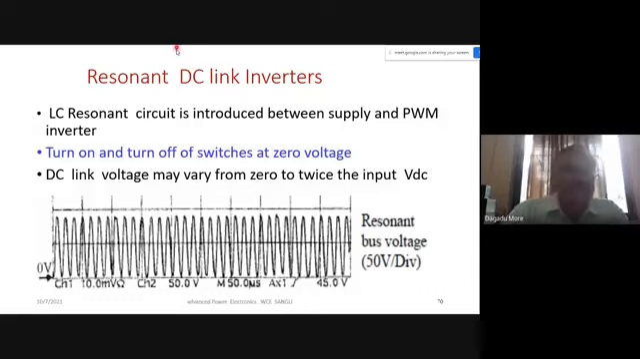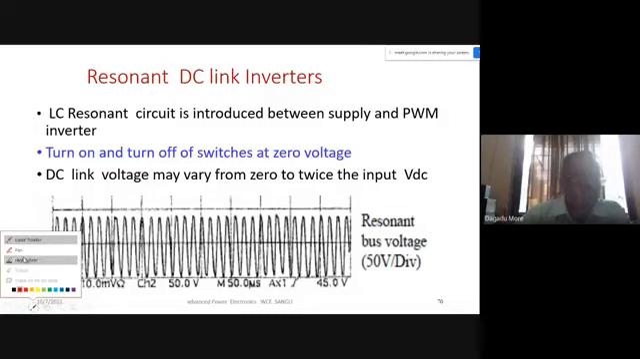Now let us discuss the last topology in the resonant converters, and that is the resonant DC link inverter. Whatever input DC voltage we are giving to the inverter, we can call that the DC link. Let us assume this will be a 0 volt. Already we have it here. This is the DC link voltage waveform I am showing.